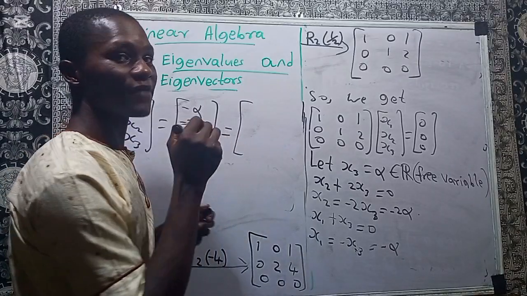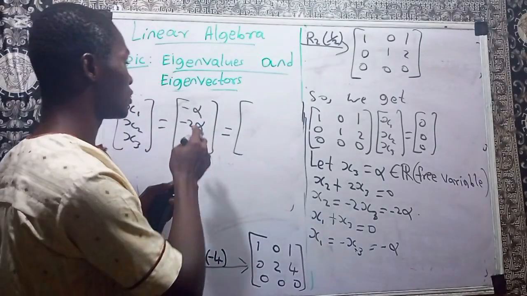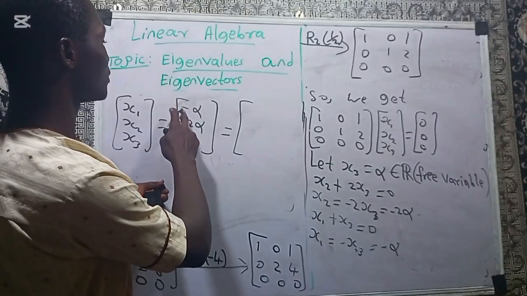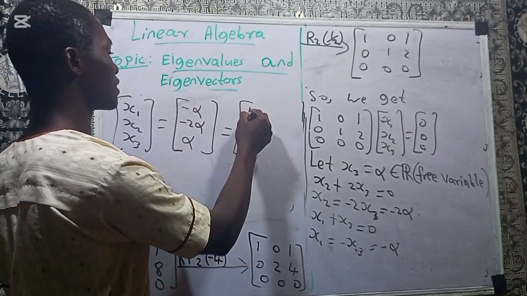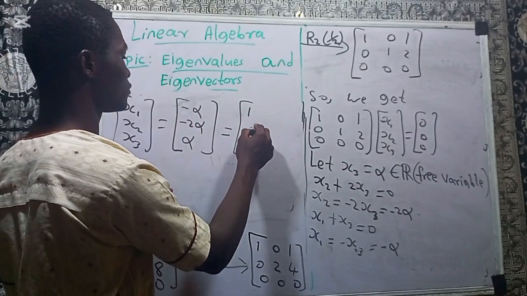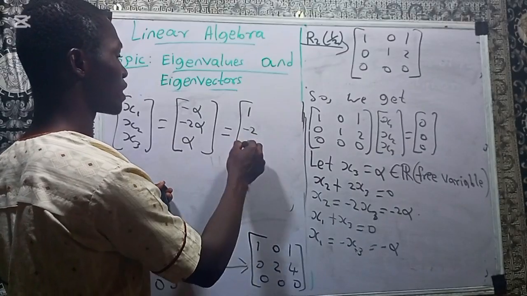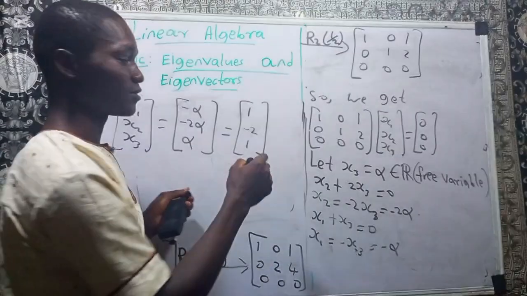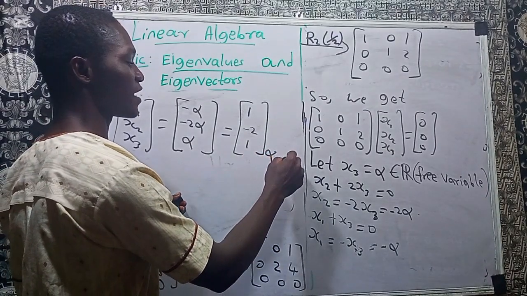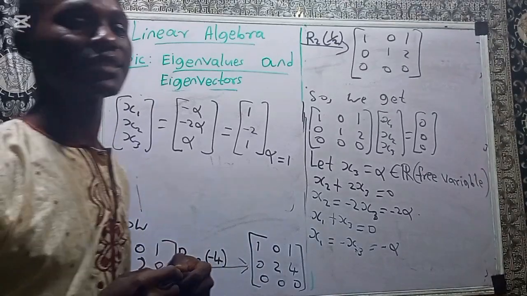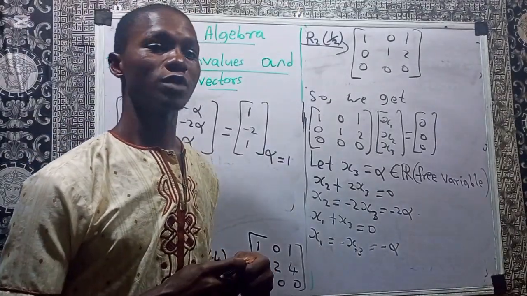So let's choose alpha to be 1 for simplicity's sake. If you choose alpha to be 1, negative alpha will be negative 1, negative 2 alpha will be negative 2, and alpha will be 1. We are choosing alpha to be 1. So this is at alpha equals 1. So with this, we have solved this question.